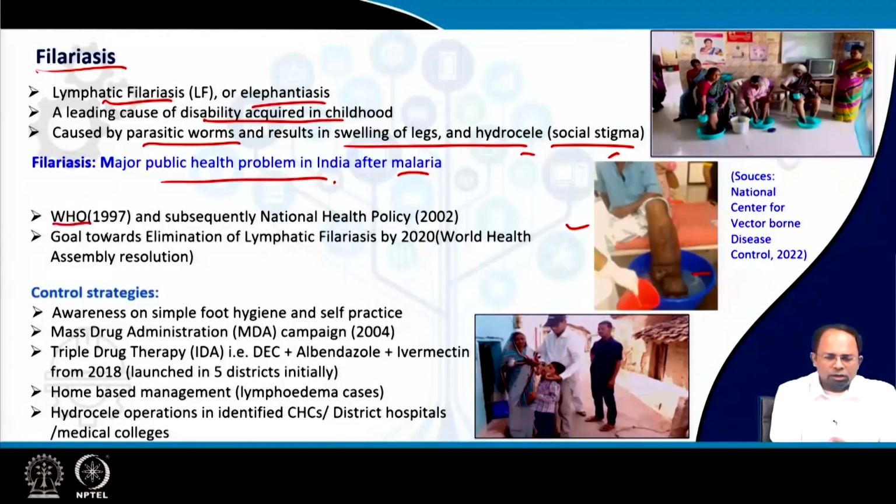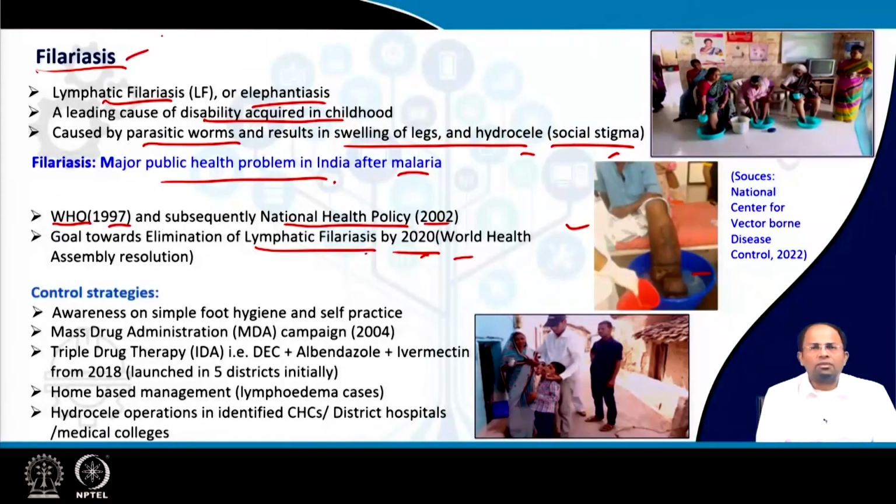WHO in 1997, and subsequently our national health policy in 2002, determined that lymphatic filariasis has to be eliminated, and WHO determined that overall in the world this should be eliminated by 2020. In our country the deadline was extended in 2021, and now we are at a stage where we can remove filariasis permanently from our country.